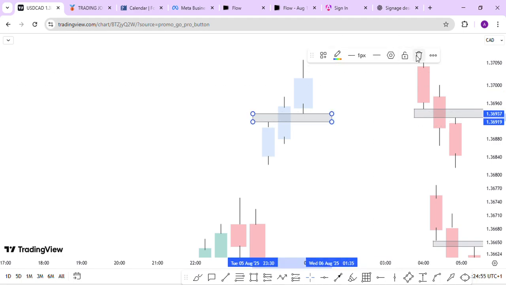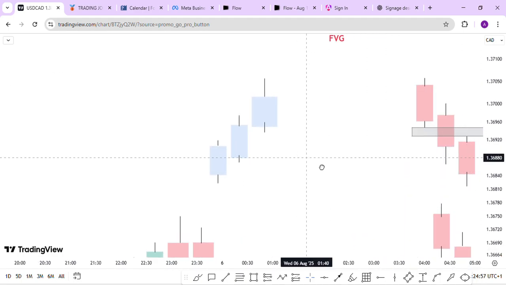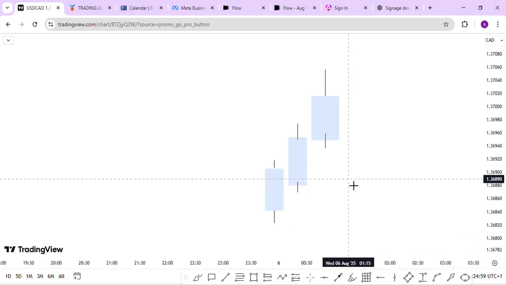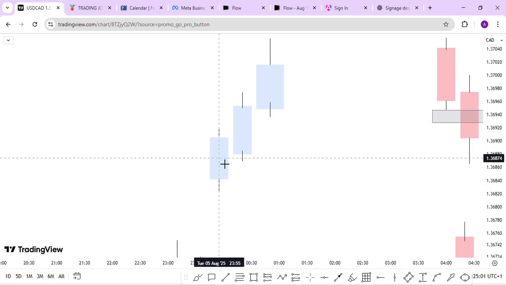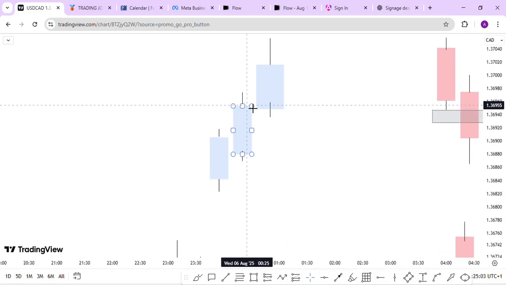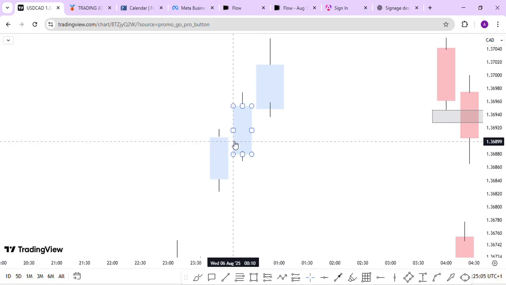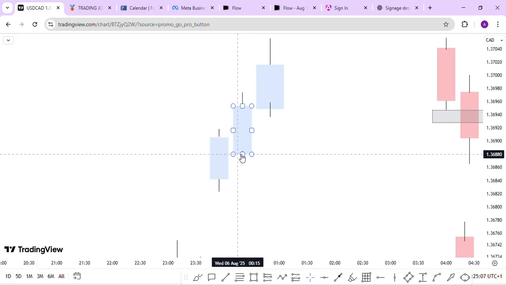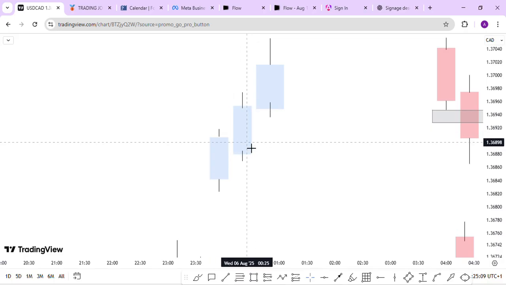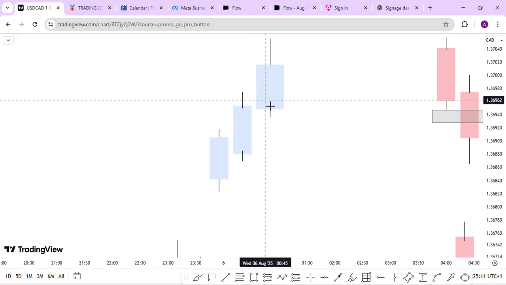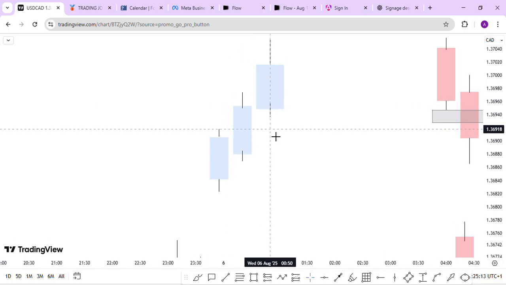So let me remove this. As you can see, in a situation that you have a candle that prints the first one, then the next candle prints the second one, you can see there is no gap between this candle and this candle. So this is not what we are looking for. So we are waiting for the next candle to open and see if there will be a gap.